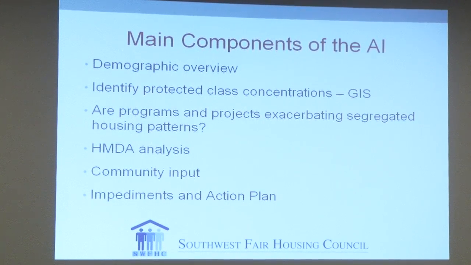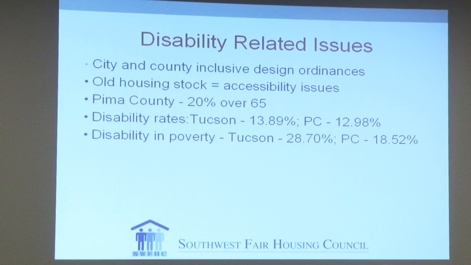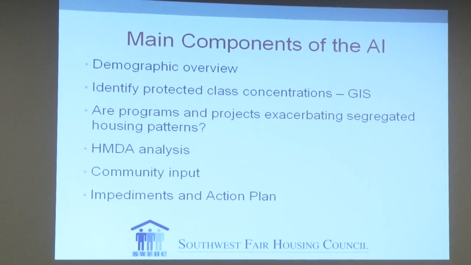The next thing that the AI does, which to me really is the heart of the AI, is that we identify protected class concentrations within the jurisdiction. And we do that using GIS mapping and statistics from the US Census. And the reason that we want to identify these protected class concentrations is because I think a lot of people don't know that the Fair Housing Act in a lot of ways really has two components.